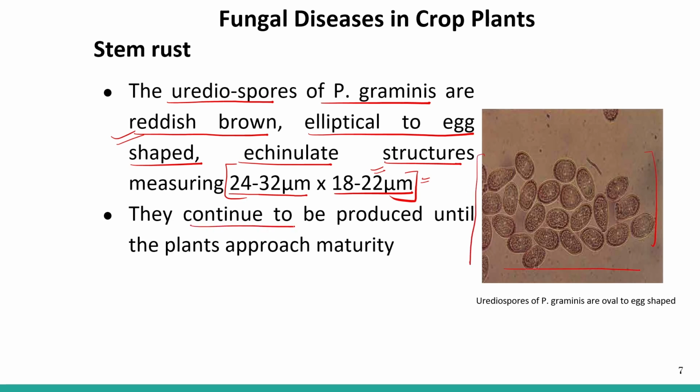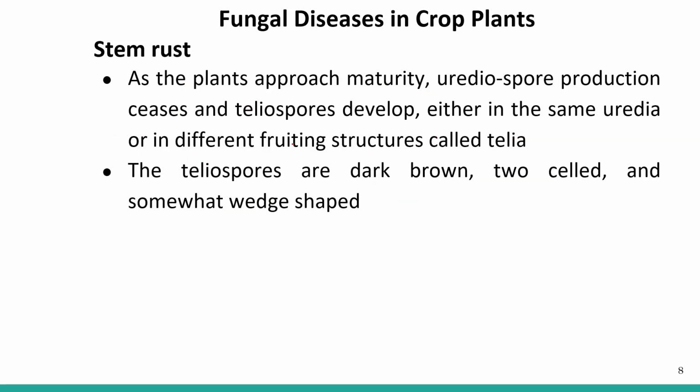They continue to be produced until the plant approaches maturity. So in severe infection, whole stems become red in color, reddish brown in color. So these urediniospores are present in that way. As the plant approaches maturity, the urediniospore production ceases and teliospores develop.